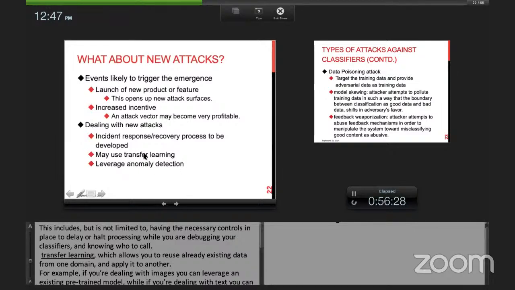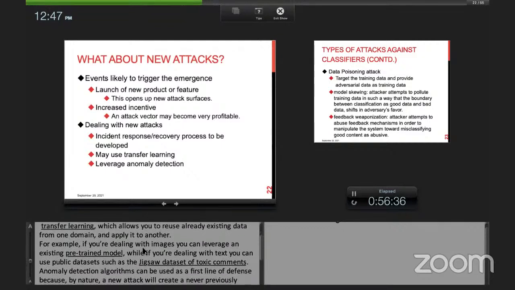Transfer learning, as you all know, means you can reuse already existing data for one domain. Suppose you are dealing with text data, maybe data for email, but you take some data of comments and reuse the existing data from one domain on a pre-trained model for some other domain. You will not always be successful in understanding what a new attack can be, but it may give you some idea about whether some attack is in progress, or whether there is a possibility of some attack.